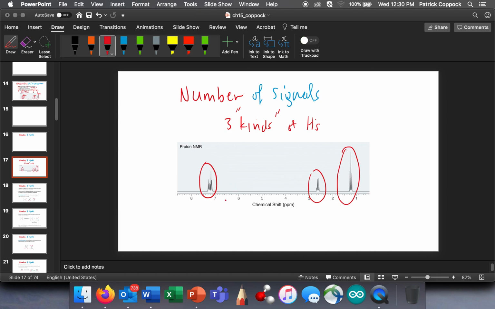Now, I say three. You can see that this signal here is not exactly symmetric, so it's possible that there's more than one kind on top of each other there, right? But in general, it's going to be relatively easy to see how many different kinds of hydrogens we have, because those are going to be the ones we're most interested in in the introductory course, right? Three different kinds of hydrogens. So keep that in mind. The number of signals tells you the number of kinds of hydrogens.